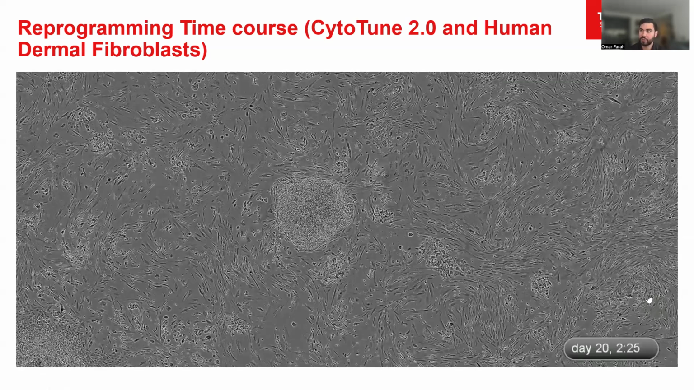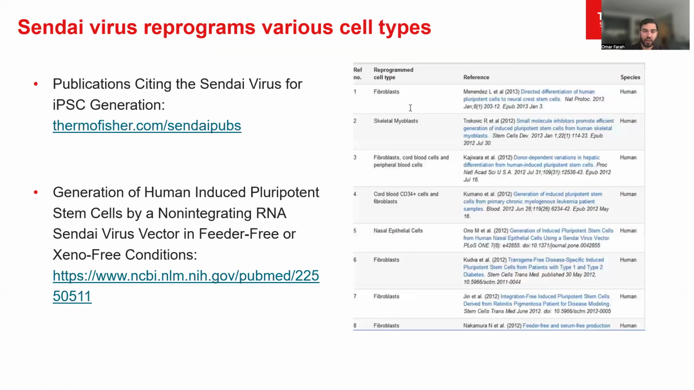Sweet. And I mentioned very quickly that the Sendai virus can be used to transduce a whole bunch of different cell types. There is a repository, and if you search PubMed, you can find a lot of different papers on using the Sendai virus specifically to reprogram different cell types. Interestingly, there's also folks that have used the Sendai CytoTune kit to reprogram a bunch of different really, really cool animals.